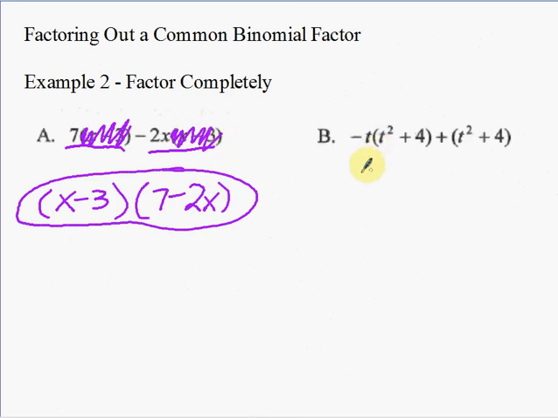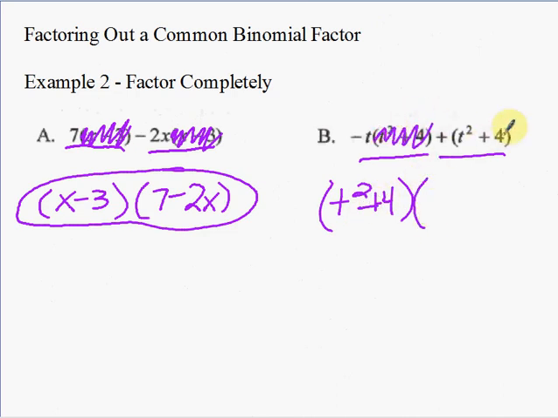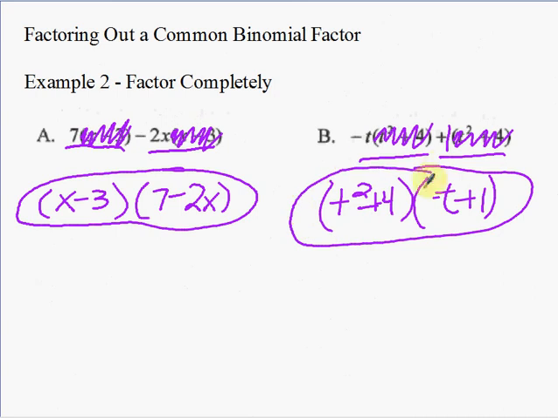Okay, over here, if you look at the two pieces, we have t squared plus 4 is what they have in common. If you cross out the t squared plus 4, you have a negative t plus 1. Remember, there's a plus 1 right there, even though you don't see it. That'd be your answer. The quantity t squared plus 4 times the quantity negative t plus 1.